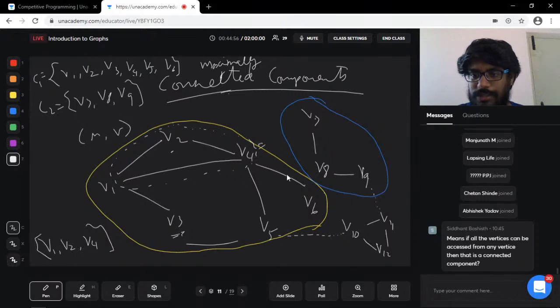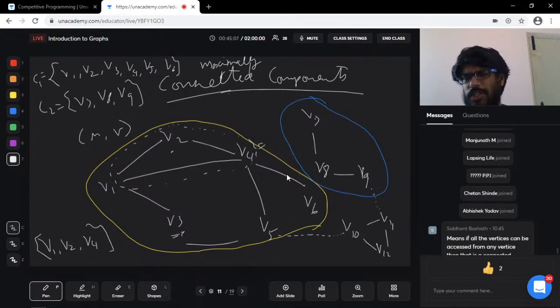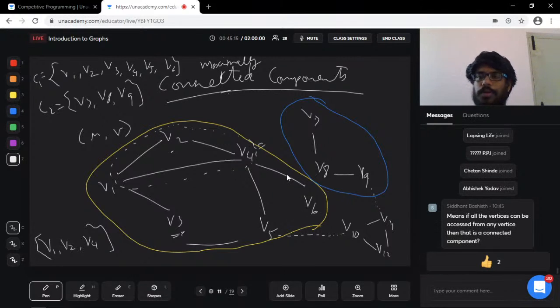Just put a thumbs up if it's clear till now. That's correct, Siddhant. If all vertices can be accessed from any vertex, then it is a connected component. There are multiple ways you can say this. Any two vertices should be connected to each other, or everything should be connected to one vertex. They're all equivalent ways of saying the same thing. Okay, cool. So these are connected components.